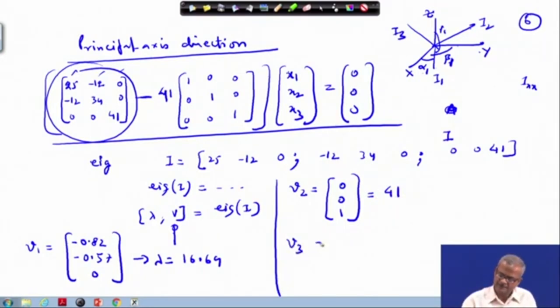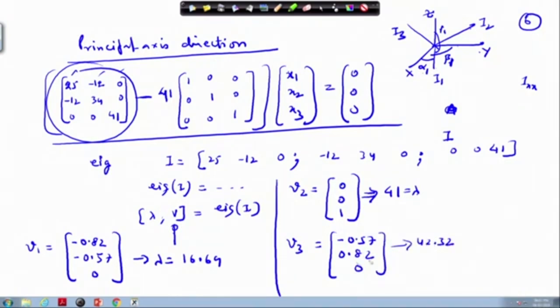And the third eigenvector is minus 0.57, then 0.82 and 0, and this corresponds to 42.32. So, these are your three eigenvectors which define the principal axes. As I have already stated, this will define cos alpha, this will define cos beta, and if this is for the first axis, we write this as cos gamma 1. Once you solve it, you get the corresponding direction of that axis.